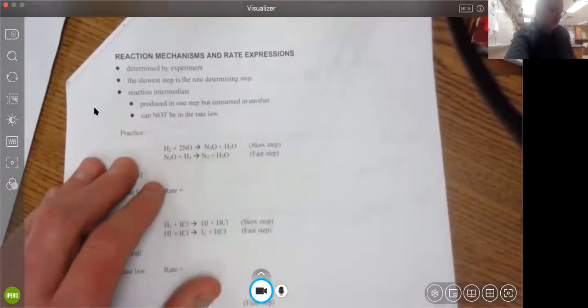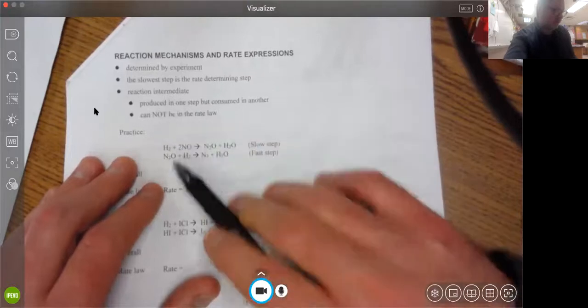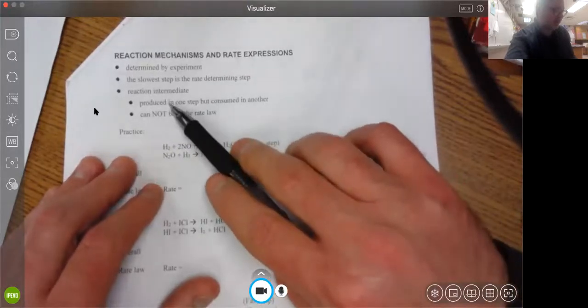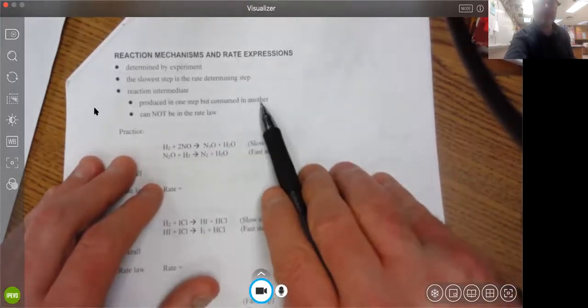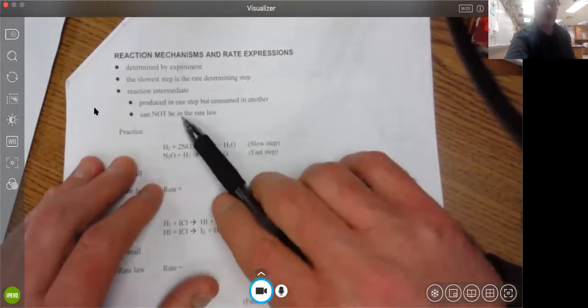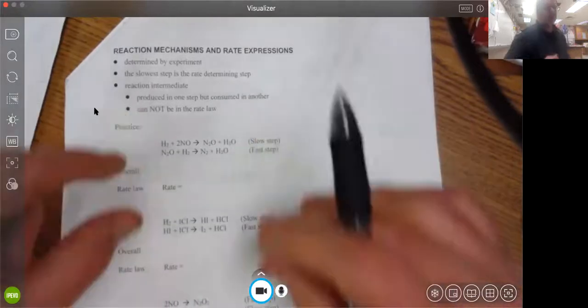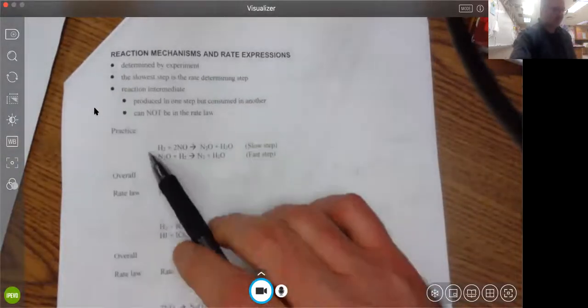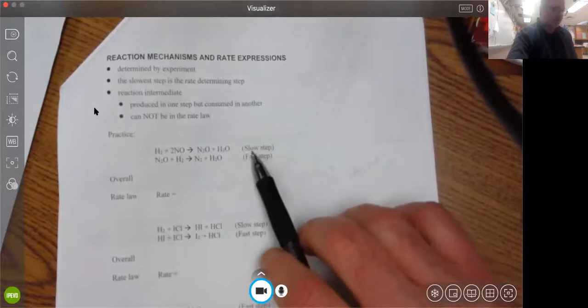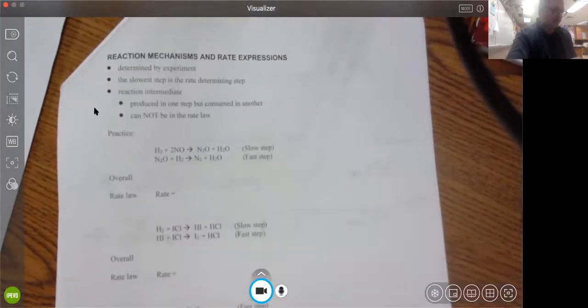So, reaction intermediates are a thing. We're going to take a look at those in a second. They're produced, but then they're consumed. They cannot be in the rate law. So if we take a look, you're given this reaction mechanism. We have a two-step mechanism. One is the slow step, one is the fast step. We want to look for intermediates.